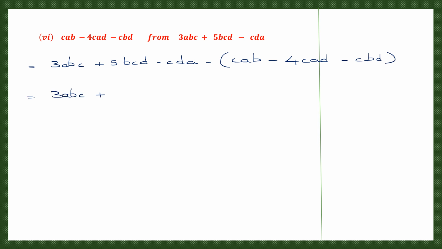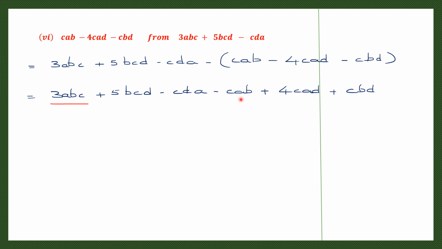3abc plus 5bcd minus cda. Now the sign before the bracket is minus, so change the sign of all these inside. So this becomes minus cab plus 4cad plus cbd. Now let's arrange the like terms together. Now here we have abc. Now let's see if we have abc anywhere else. Okay, this is bcd, then abc. We are looking for abc. Now look at this.